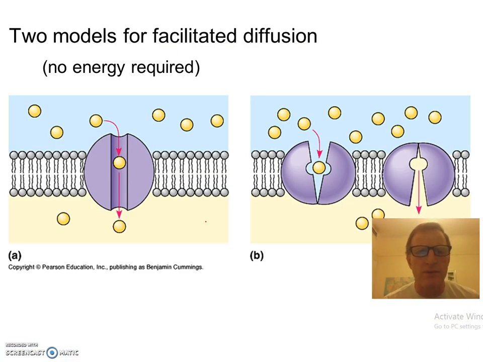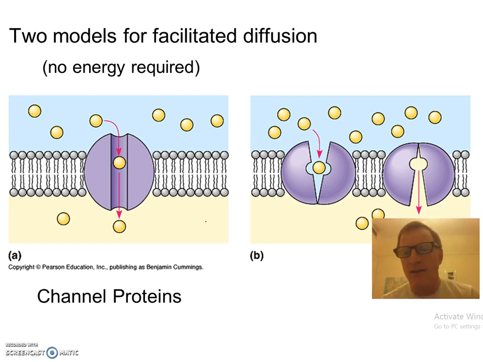Okay, so let's look at some examples. So here's two examples of facilitated diffusion. The first on the left is a channel protein. It's just opening up a channel and it's allowing particles to move through the membrane. So that's just a channel protein. On the right, it's a little bit more specific. This is actually binding to a specific solute and moving it across the membrane. So this is what we call a carrier protein. It's carrying a specific solute across the membrane. But neither of these processes are requiring energy. They're moving something from high to low concentration.